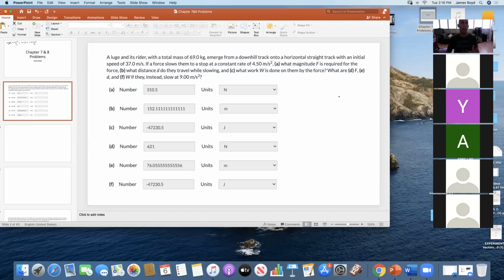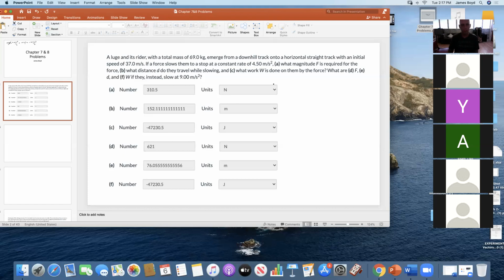Okay, so this says that a luge is a person on a sled who slides down a hill. They emerge onto a horizontal track, and their total mass is 69 kilograms, and their initial speed is 37 meters per second. They are slowed down by friction with the surface at a constant rate of 4.5 meters per second squared.